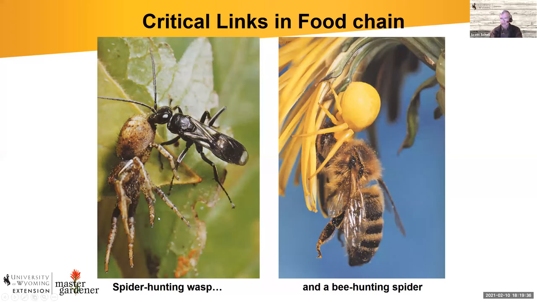Critical links in the food chain. There's the old saying, sometimes you're the windshield, sometimes you're the bug. Here's one where this hunting wasp has paralyzed the spider, and she'll use it to provision a nest cell, and she'll lay an egg on it.